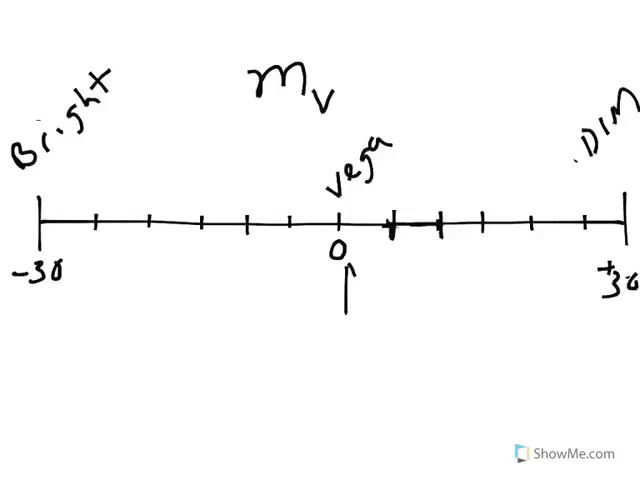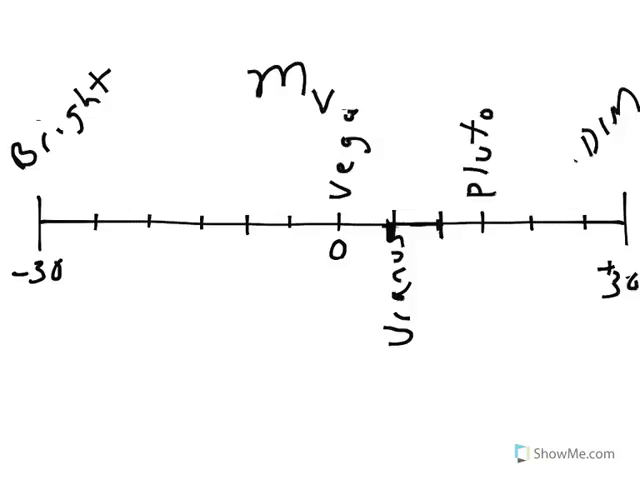Here's where Vega is. What about a planet such as Uranus? The maximum brightness of Uranus is around a +5, so let's add that in. What about Pluto? The maximum brightness of Pluto is around +14, so let's add that in. What about the maximum brightness of a moon of Pluto, such as Nix? Well, the maximum brightness of Nix is around +24, so let's add that in.